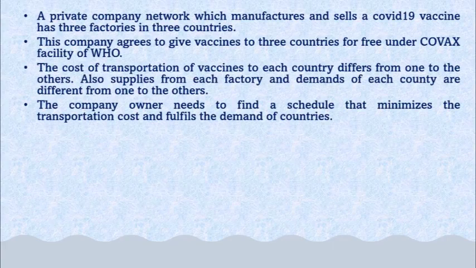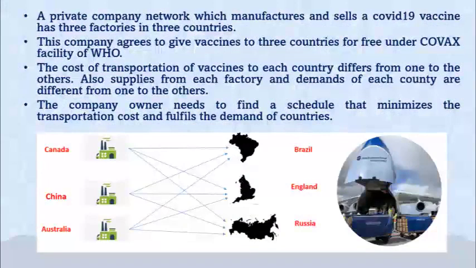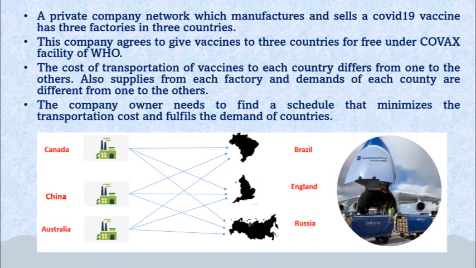Now consider the following example. Imagine that a network of companies located in Canada, China, Australia wish to transport COVID-19 vaccine to Brazil, England and Russia. The company needs to find the minimal transportation cost according to the supply and the demand. Note that the cost of transportation of vaccine differs from one to another.